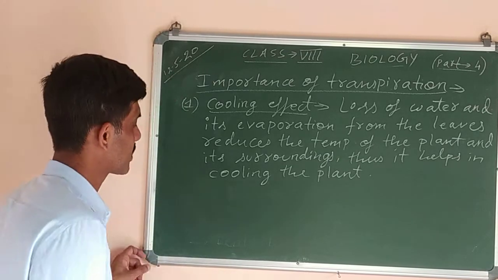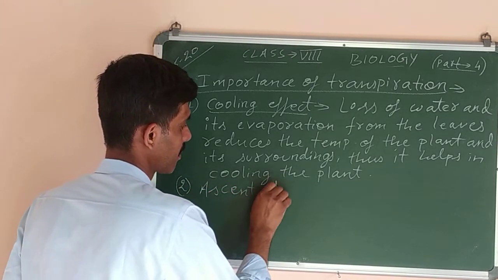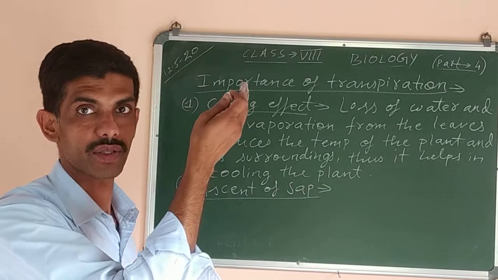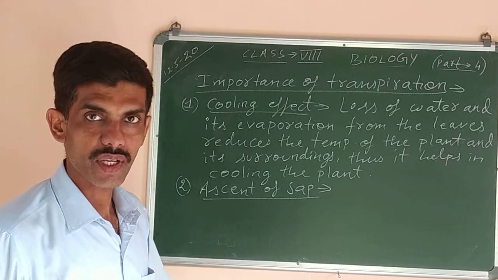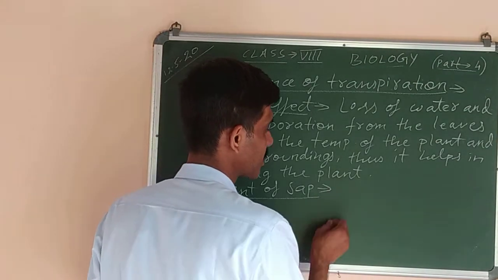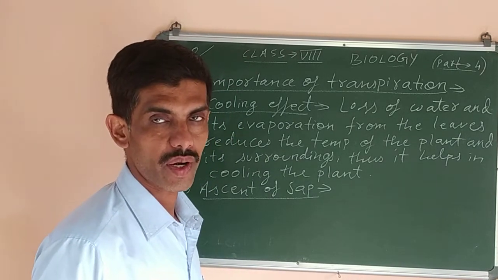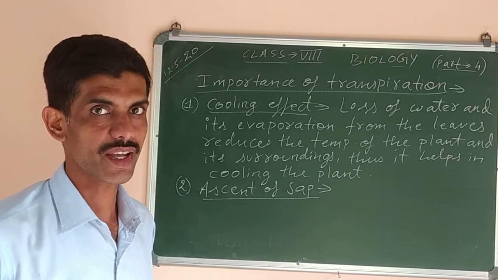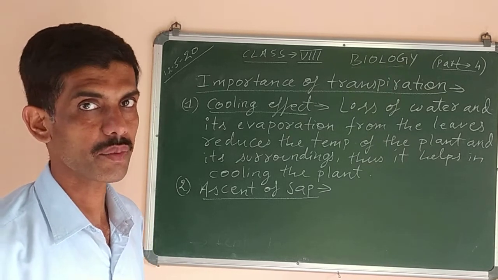Now next one is ascent of sap. The second importance, ascent of sap. Now what is ascent? Ascent means movement upwards from the roots to the upper parts of the plant. What is sap? Sap is the water and minerals which are absorbed by the roots. That is called sap. So what is ascent of sap? Transpiration helps to lose water from the leaves. You know that definition. Loss of water from the leaves is called transpiration. So when water is lost from the leaves, it creates a suction pressure.